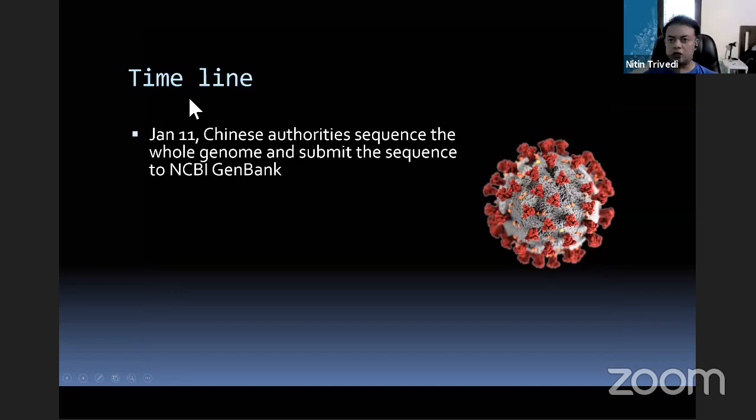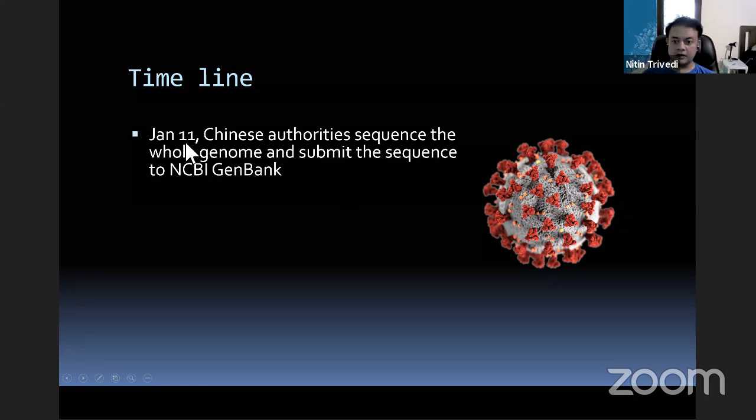So how did Moderna develop this vaccine? If you look at the timeline of this coronavirus vaccine, on January 11 of 2020, this year's beginning, Chinese authorities sequenced the whole genome and submitted the sequence to NCBI GenBank. By the way, anybody can generate a sequence and submit it to GenBank if you want. The world knows what the sequence is. If you're committed to fighting COVID-19, you have to submit the sequence. NCBI is an American public repository of sequences. Our team here at Central University has submitted more than 500 sequences to NCBI. So on January 11, they submitted the whole genome to NCBI.